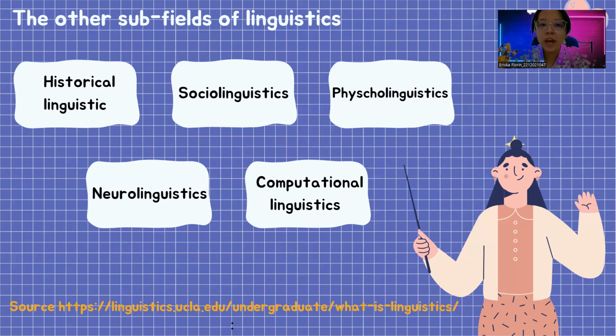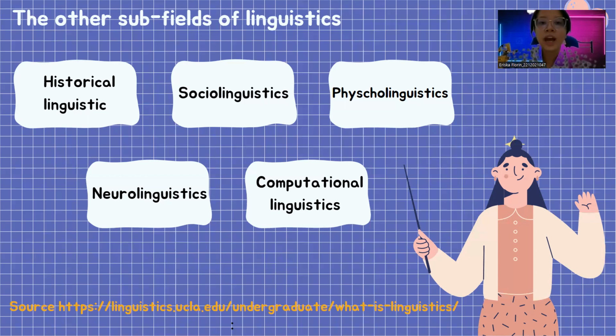The third one, we have psycholinguistics. Psycholinguistics seeks to understand how people use language and how the brain processes language. Psycholinguistics examines how the brain processes linguistic information, including how sounds are recognized, how words are accessed and stored in memory, and also how grammatical structures are constructed and interpreted.